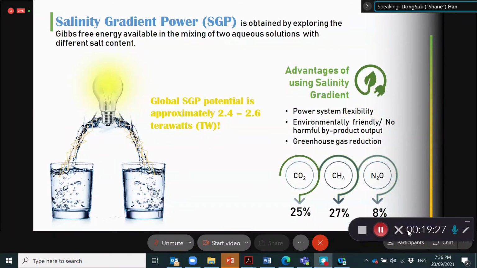So electrodialysis uses salinity gradient power, which can be obtained by exploiting the Gibbs free energy available in mixing 2 aqueous solutions with different salt contents. It could cover a potential of 2.4 to 2.6 terawatts. And when you use this blue energy, maybe we minimize releasing greenhouse gases like CO2, CH4, and N2O. So there is a potential for us to use reverse electrodialysis to generate blue energy.